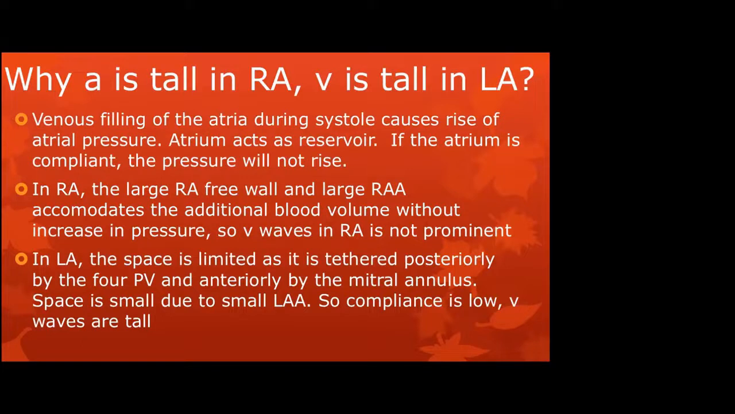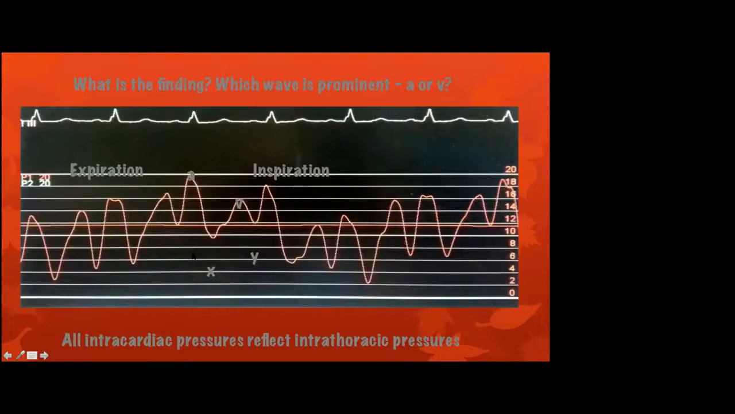So why is V more than A in the left atrium? The reason is the left atrium is inherently a less compliant chamber, and RA is a more compliant chamber. RA's compliance is given by the enormous free wall and the larger right atrial appendage. Now what do you see here? There is an inspiratory fall and expiratory increase.